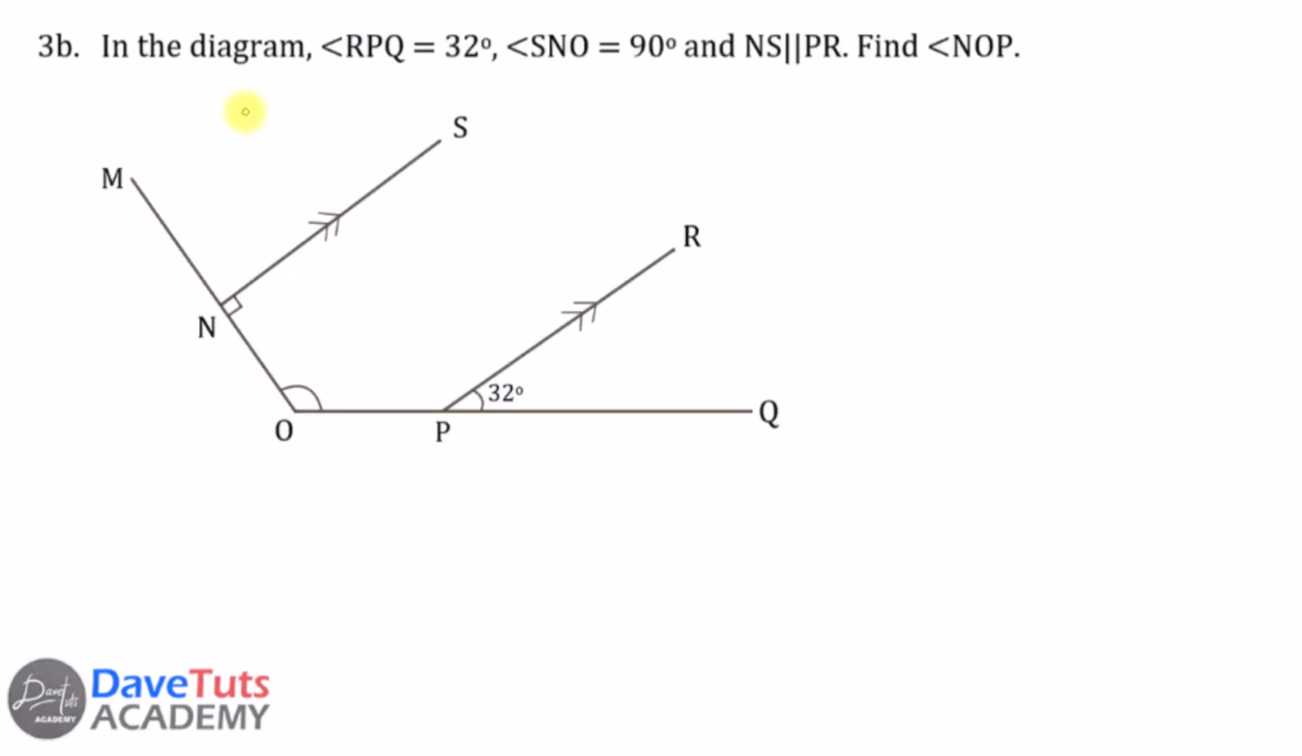In this question on intercept theorem and parallel lines, we are told that the diagram features angle RPQ to be 32. So this is RPQ, that is 32 degrees. SNO is 90 degrees. SNO is a right angle here. And then line NS is parallel to PR. So NS and PR, they are parallel. We have to find angle NOP. NOP, this is the angle of interest to us. That's what we are looking for in this particular question.